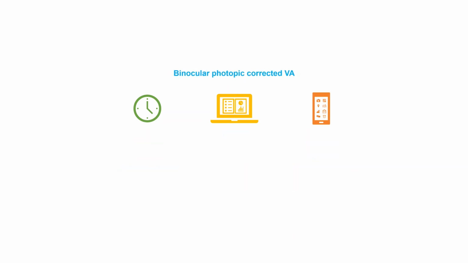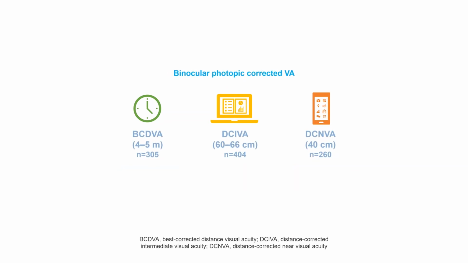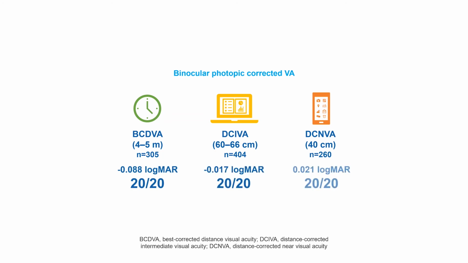When analysing the pooled mean binocular corrected visual acuity data, TFNT00 achieved 0.021 logMAR or better vision at each tested distance. This translates into 20/20 corrected binocular vision at distance, intermediate, and near.